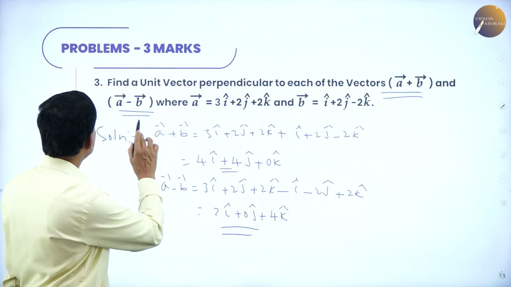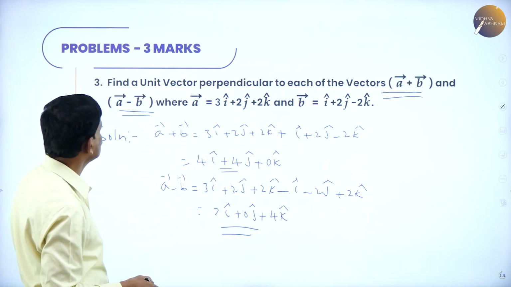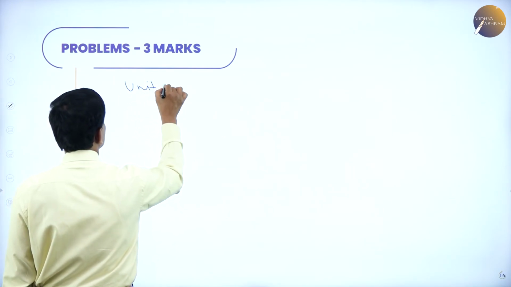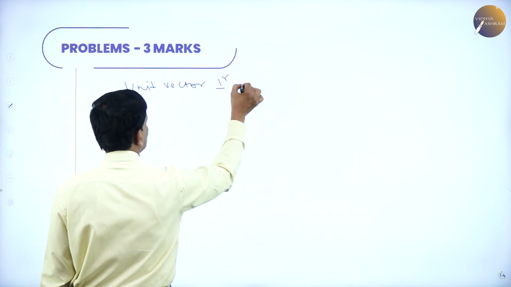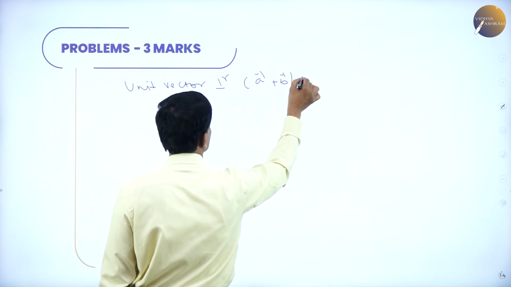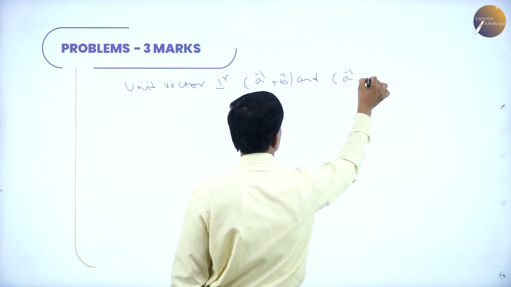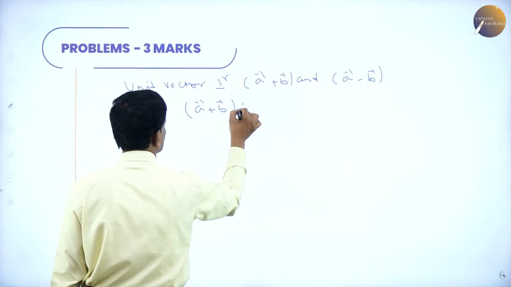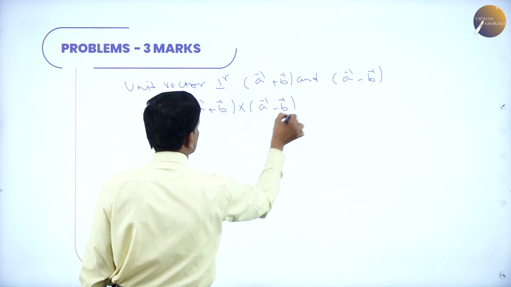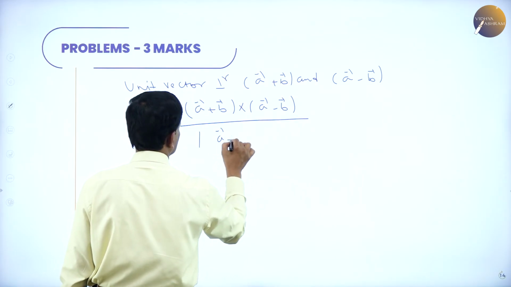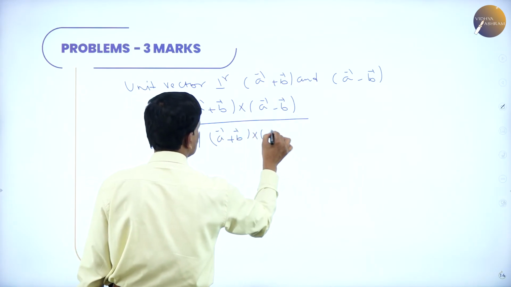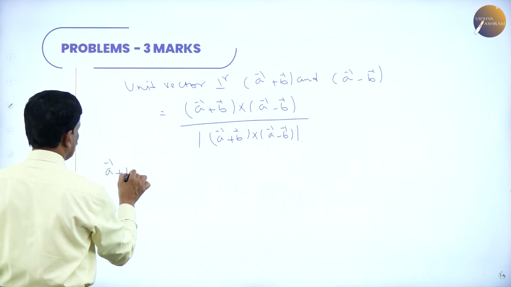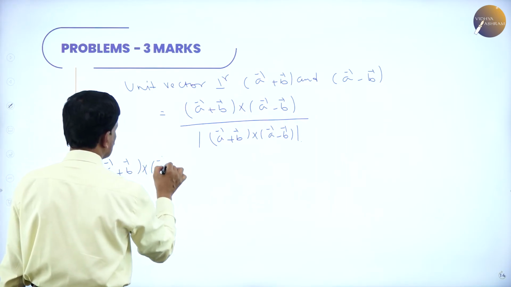Okay. Now what is required to find? A unit vector perpendicular to each of the vectors a plus b and a minus b. The unit vector perpendicular to vectors a plus b and a minus b is equal to the vector a plus b cross a minus b divided by its own length, the length of a plus b cross a minus b. That's it. Now first find the vector a plus b cross a minus b.